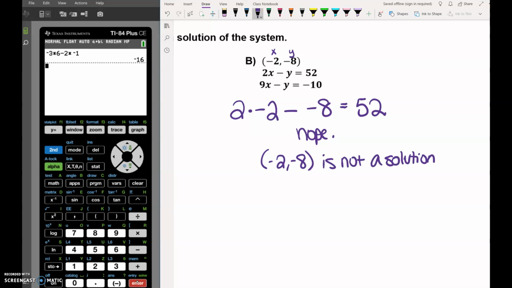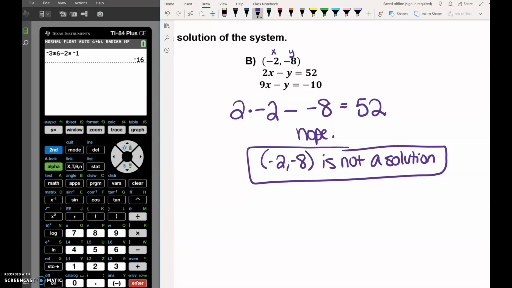Strategic laziness. If you know it doesn't work for the first equation, don't waste your time on the second equation, because it has to work for both of them in order to be a solution. So if it doesn't work for the first one, we don't care whether or not it does for the second one.